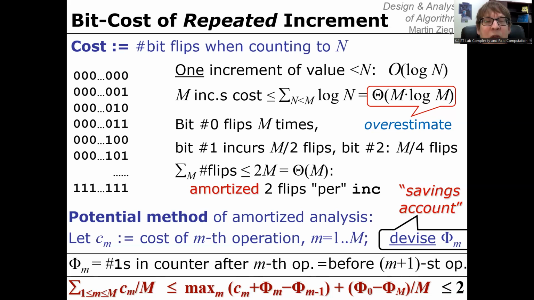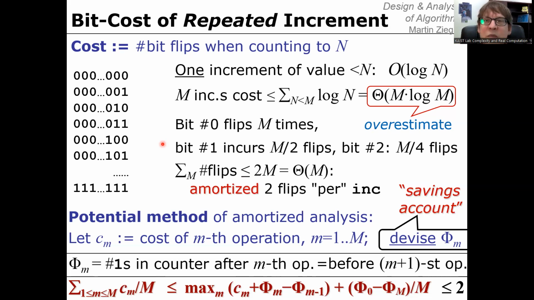So in this way, we can recover our previous kind of ad hoc analysis of the binary counter, now with this general method of maintaining a savings account according to some policy that we design ourselves in such a way that this maximum becomes as small as possible. And the result is the same in both cases. We analyze the amortized cost of repeated increment in 2 different ways.